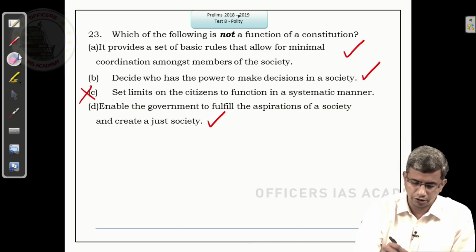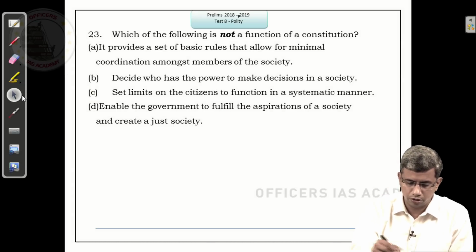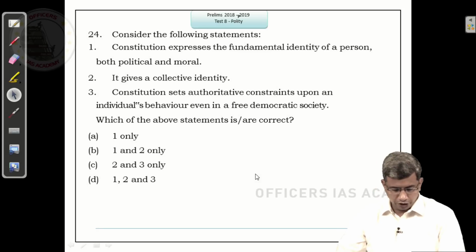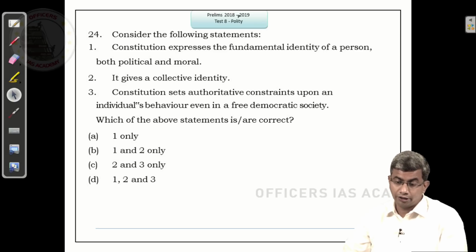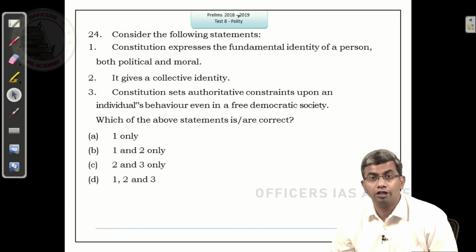the citizens, right? So moving on, consider the following statement: Constitution expresses the fundamental identity of a person, both political and moral. It gives a collective identity. Constitution sets authoritative constraints upon an individual's behavior even in a free democratic society.